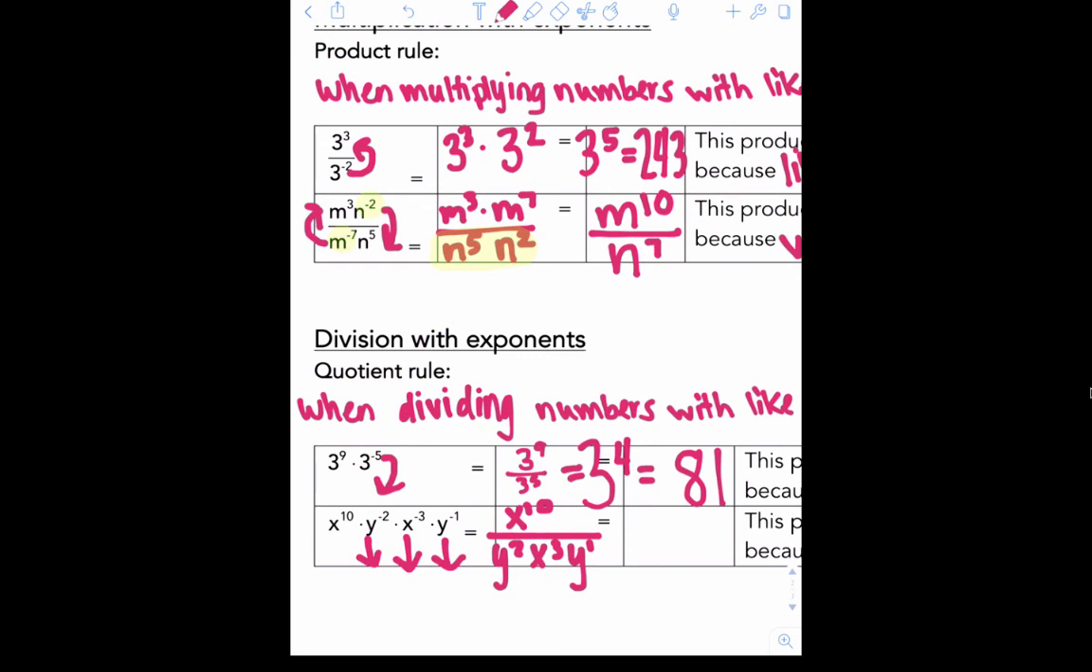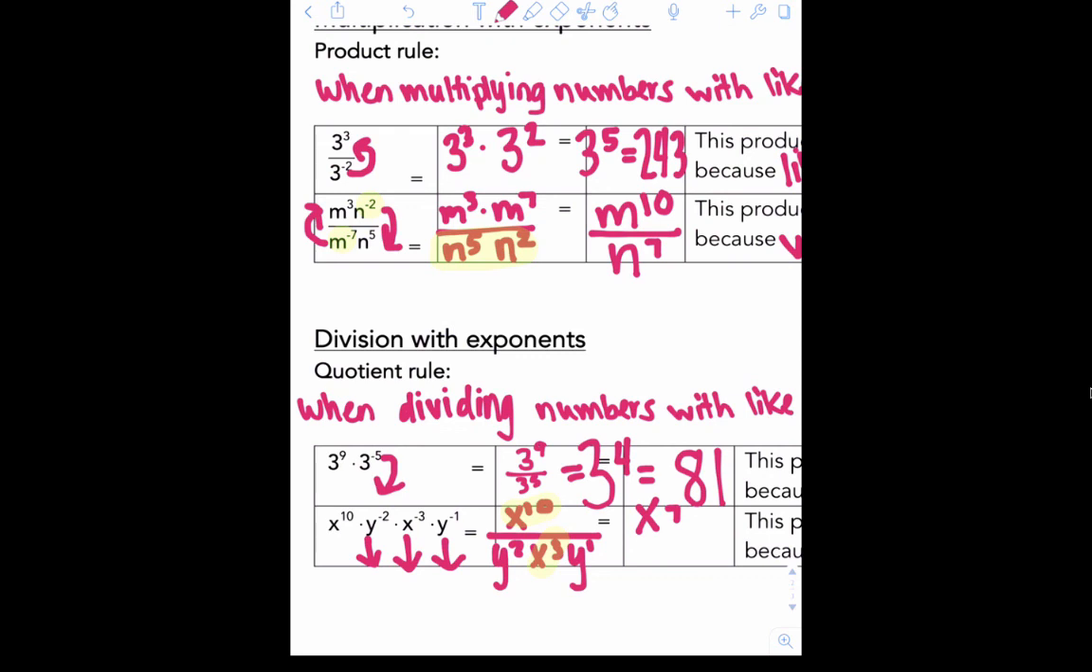So first, let's look at our x's. We have x to the 10th in the numerator and x to the 3rd in the denominator. We're dividing, so we're going to use our quotient rule, which says that when we're dividing numbers that have the like base, which is x, then we're going to subtract the exponents. So my exponents are 10 and 3. 10 minus 3 is 7. It's positive 7, so it's in the numerator, and x is still my base.